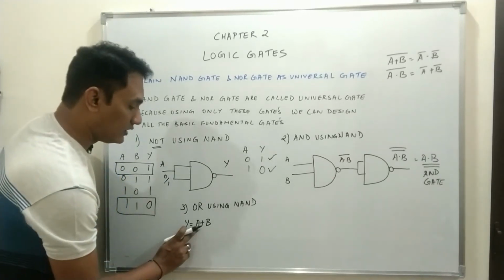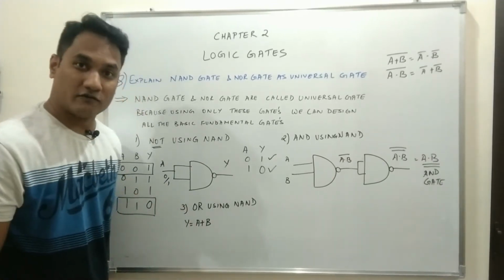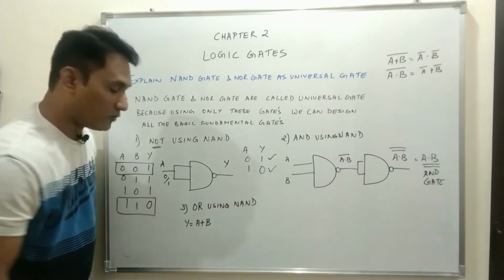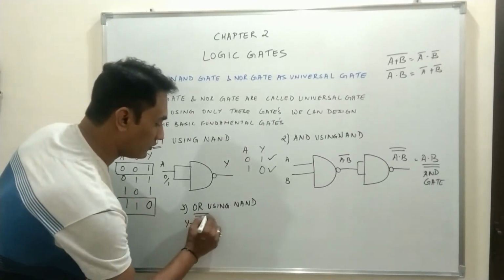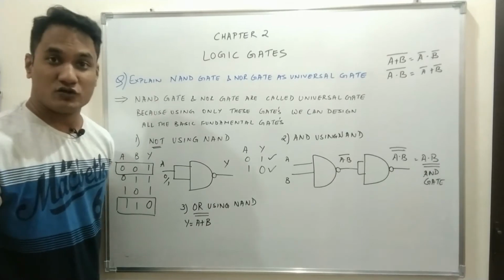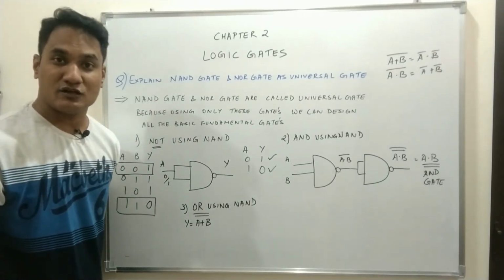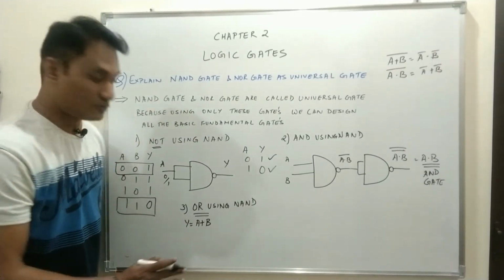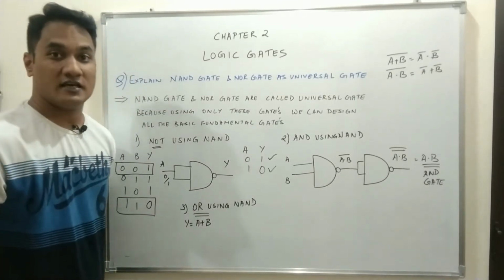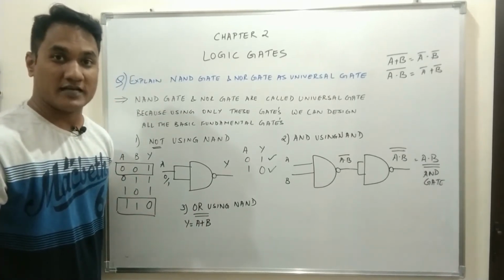So Y is equal to A plus B. Of course, we have to convert the logic. To convert the logic, what we do is, on that equation we will apply double bar. Of course, you know double bar cancels each other. So what is left is A plus B. That means we have not changed the meaning of this equation. Y is equal to A plus B.